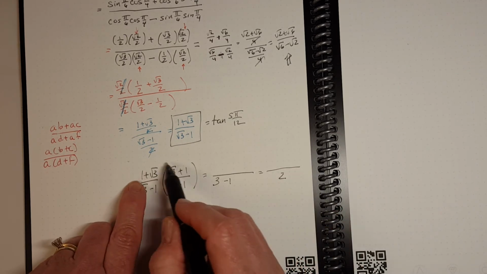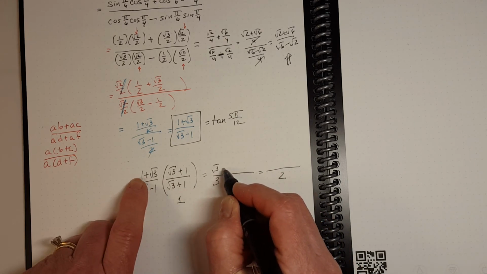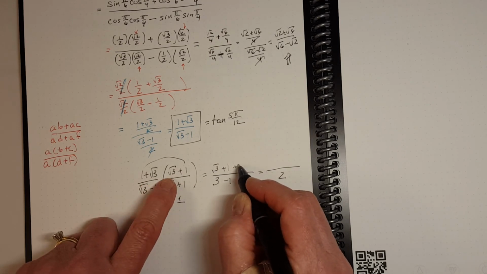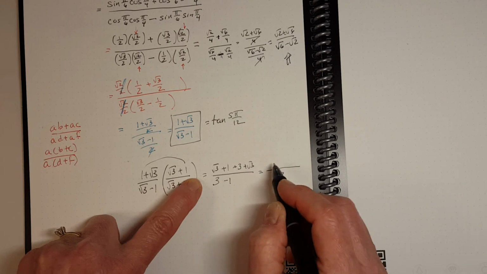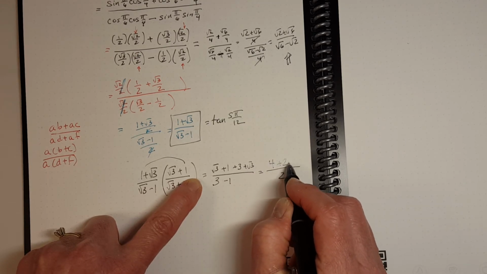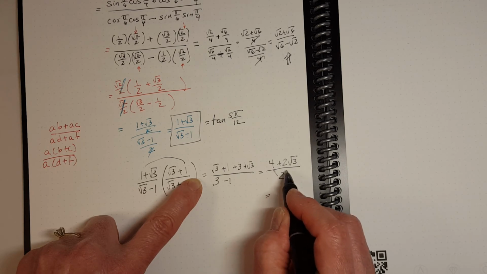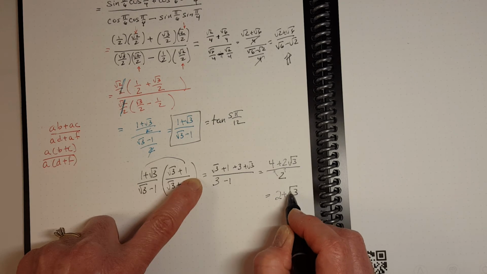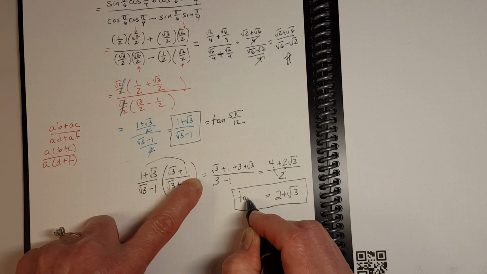And on the top, I get 1 times root 3. So I'm going to get root 3, 1 times 1, and then plus root 3 times root 3 is 3, and then plus root 3 times 1 is root 3. And so on the top, I get 4 plus 2 root 3. And then that simplifies. That 2 can get divided into both pieces, so that becomes 2 plus the square root of 3. So that's the simplest form of the tangent of 5 pi over 12.